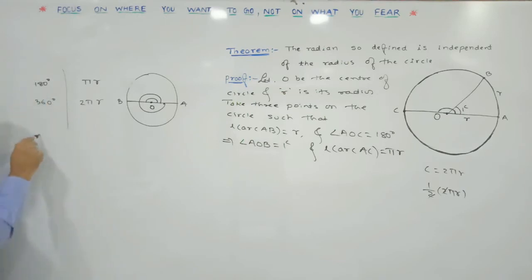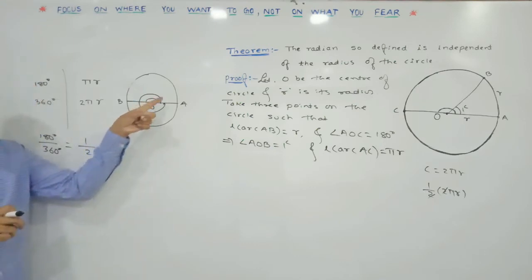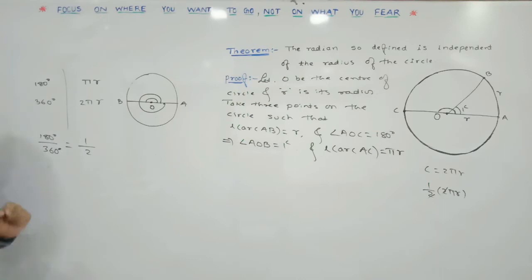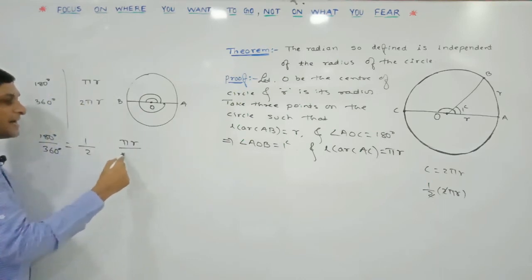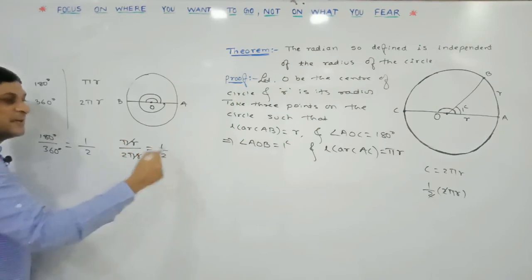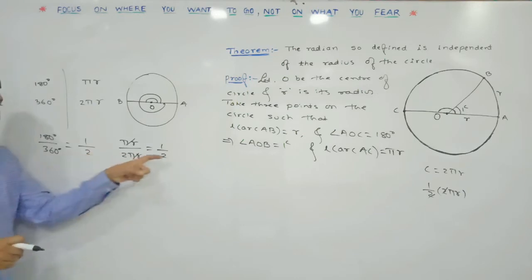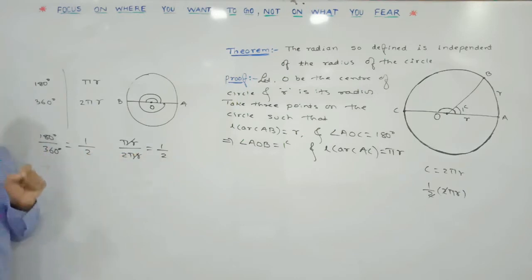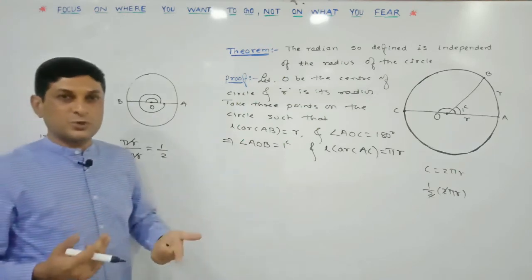What is the ratio of 180 and 360? Can I say that 180 and 360 will get cancelled and we will get 1/2? So the ratio of angles at the center of a circle is 1/2. Now find the ratio of their corresponding arcs. Pi r upon 2 pi r, pi r will get cancelled, and we get 1/2. Both ratios are equal, and whenever two ratios are equal, we can say that the values are in proportion.